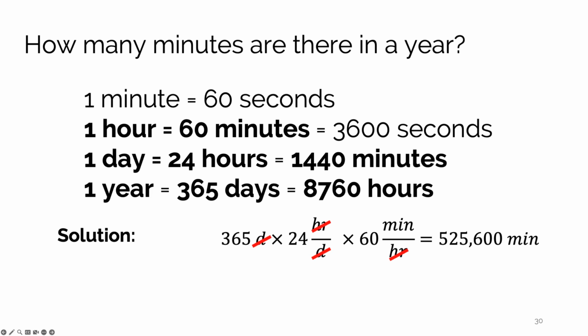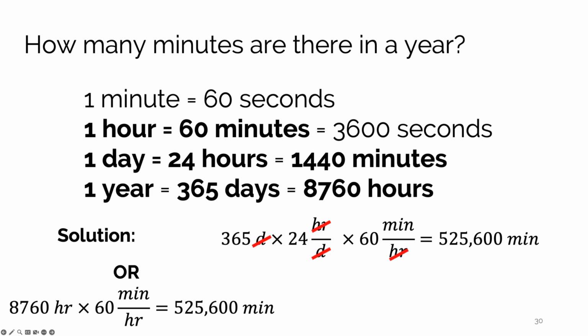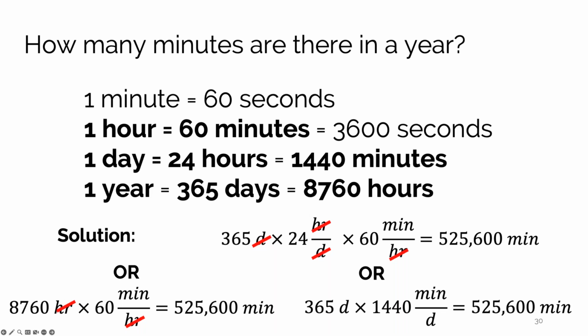But if you know one of the shortcuts, you could, for example, do a shorter equation like 8,760 hours times 60 minutes per hour. Gets me to the same place, shorter equation, or 365 days times 1,440 minutes per day gets me to the same place. Again, not saying that you have to memorize these, but these are useful things that you could put on flashcards that'll make the test taking a little bit easier.